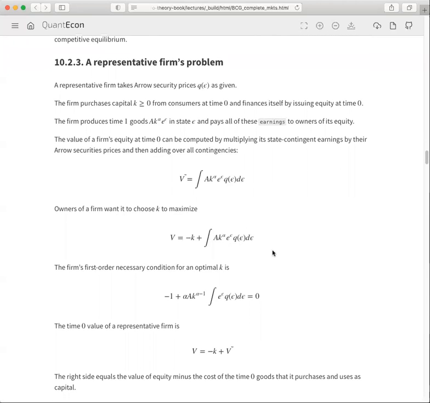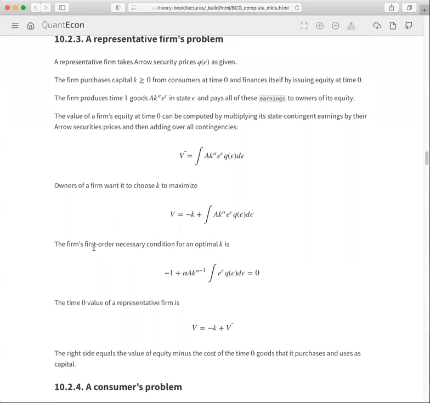If we do this optimization, the first order condition with respect to k is, we get a -1 there. We differentiate under the integral sign with respect to k, and this is the first order condition for the firm. So the time zero value of the firm is going to be this. Okay.